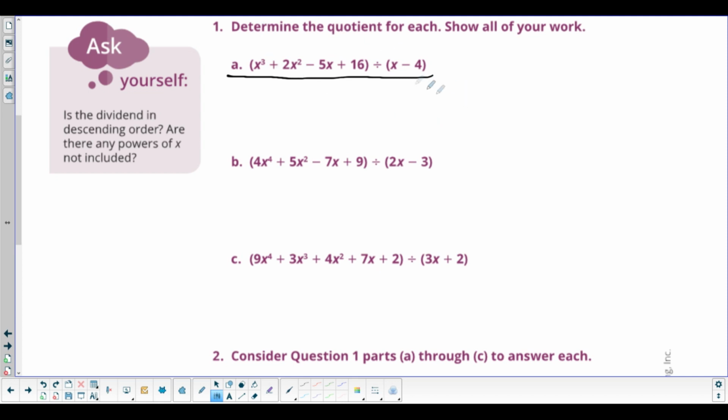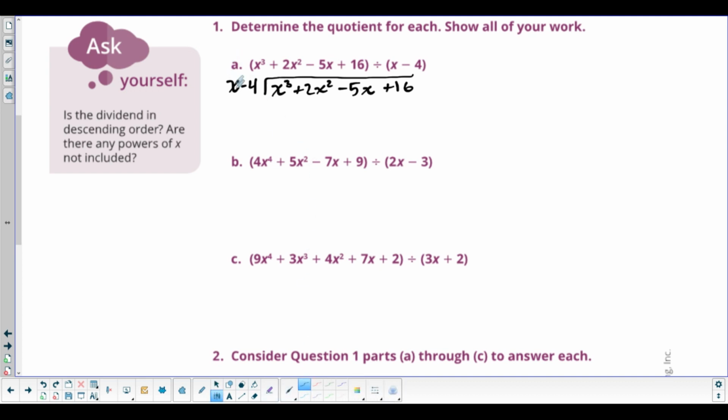But I think that you should be able to get x cubed plus 2x minus 5x plus 16, divided by x minus 4. I know they don't give you enough space here, but try to make it work. You can always break your work into 2 steps maybe. But it's going to look something like this, and you're going to try to figure out how many times x minus 4 can go into this polynomial. Okay, that's your overall goal.